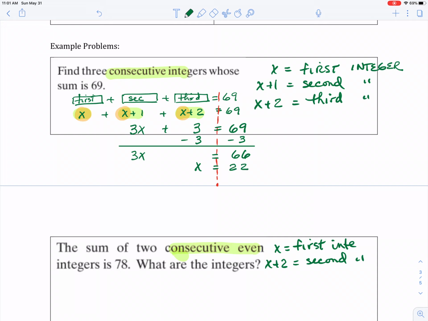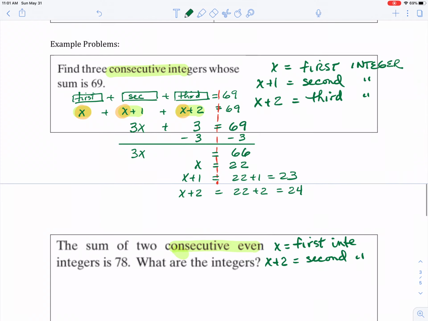So you don't stop there. It says find 3. So we don't stop with just the first. The second one is 22 plus 1. And the third one is 22 plus 2. So our answers are 22, 23, 24. All right, so that's our first example.